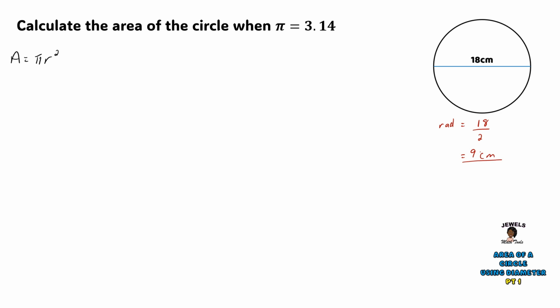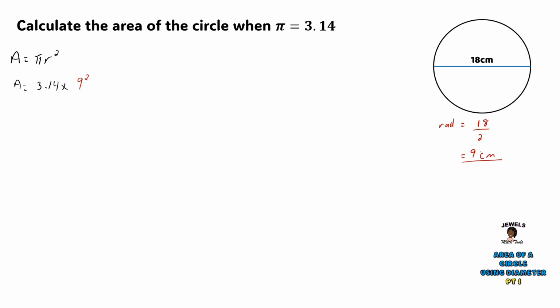So now that I have my radius, I'm going to go back to my equation now and begin my substitution. So my pi is equal to 3.14. That's being multiplied to my radius of 9, which is being squared.